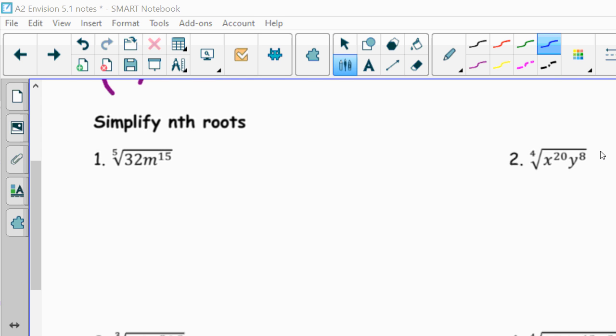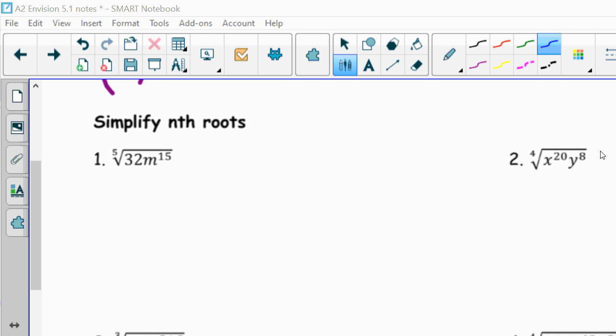All right, so today in Algebra 2, we're going to finish up section 5.1 notes. Okay, so we're going to pick up where we left off. Simplify nth roots. Yesterday we looked at only numbers underneath the radicals. Today we're going to look at when we have variables raised to an exponent.